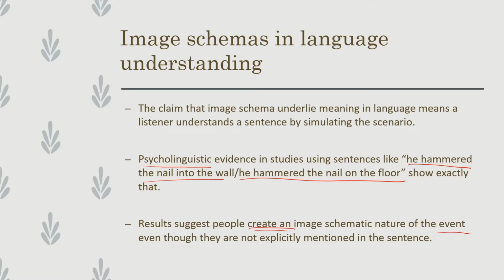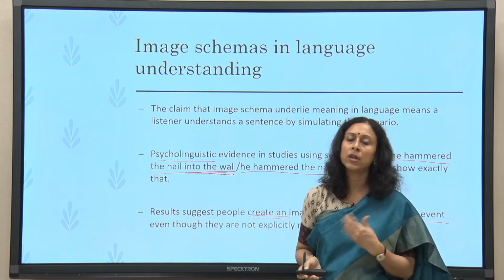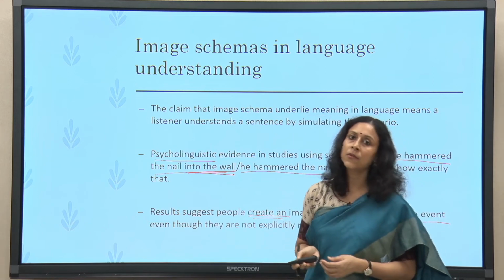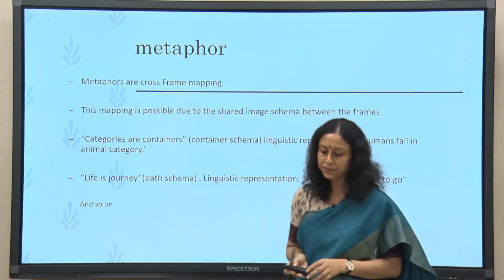So, we are basically activating that schema, even though it is not explicitly mentioned in the sentence. All we need in this sentence to create the schema is "into the wall" and, on the other hand, "onto the floor." These are the cues that activate the schema even when nothing about the schema is talked about on the surface. The linguistic output does not mention it anyway. So, this is one area of use of image schema, and how image schema and simulation go hand in hand, and why they are important in terms of language processing.